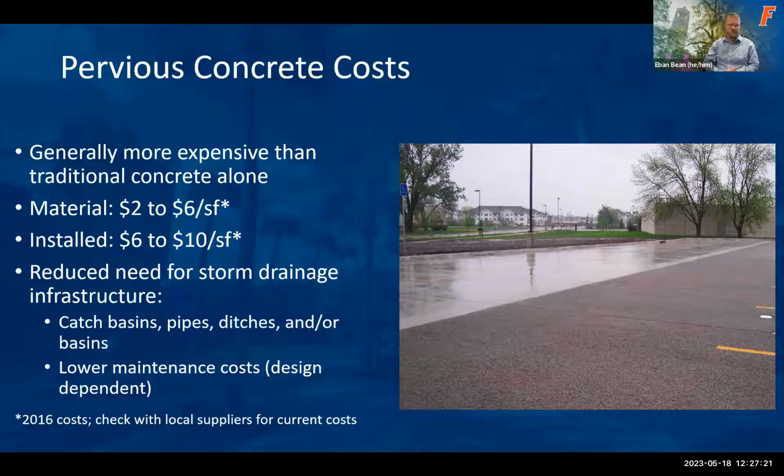Porous concrete typically runs $2 to $6 per square foot. Installed fully, $6 to $10 per square foot. So whatever that inflation factor is, apply that to it. But this at least gives you a relative estimate of, okay, material cost is this, and our installed is usually going to be probably about twice what that material cost is.